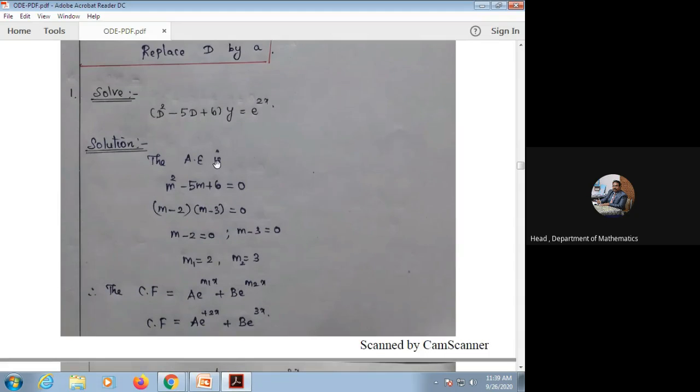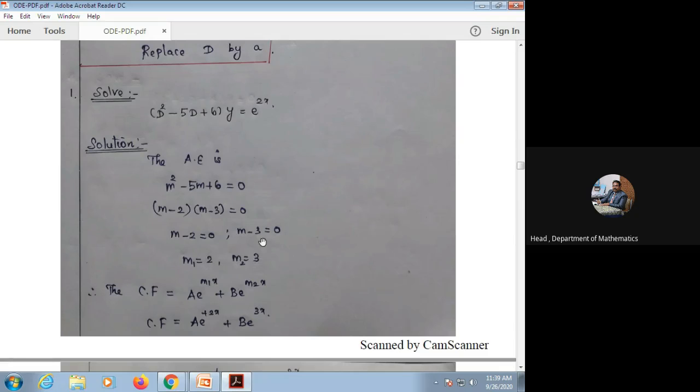Here, how to solve this equation? First find the complementary function and also find the particular integral, because the right hand side value is given. So we first find the complementary function. The auxiliary equation is m squared minus 5m plus 6 equal to 0. To write the auxiliary equation, replace D by m and take the right hand side as 0. Factorizing, m minus 2 into m minus 3 equal to 0. Comparing each to 0, m equal to 2 and m equal to 3.